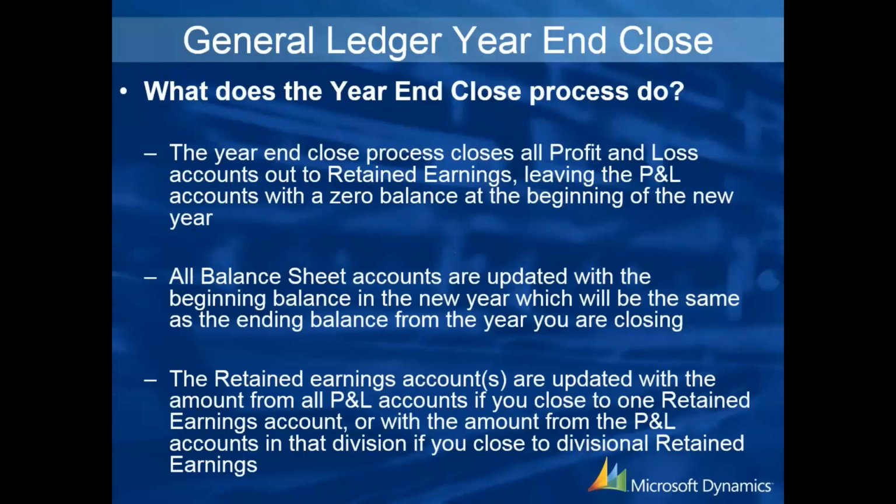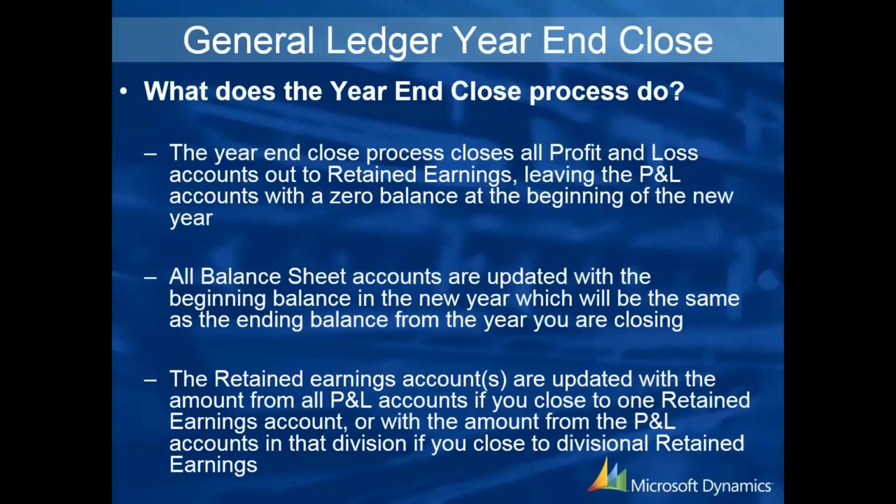So what does the GL year-end close do? The GL year-end close takes all your P&L activity, your net profit or loss for the year, and rolls it up into retained earnings, and then zeroes out all your P&L accounts. It also moves all of the balance sheet ending balances to the beginning balance column for the next year.